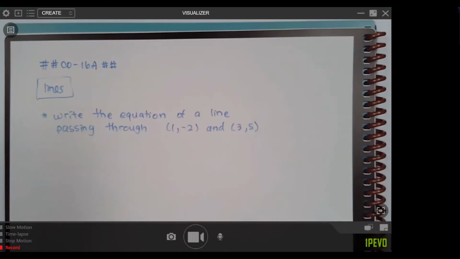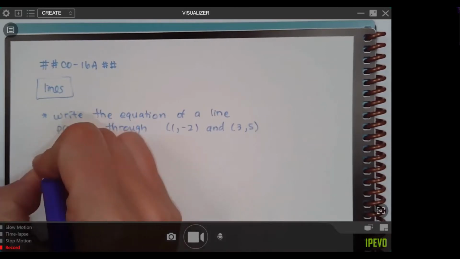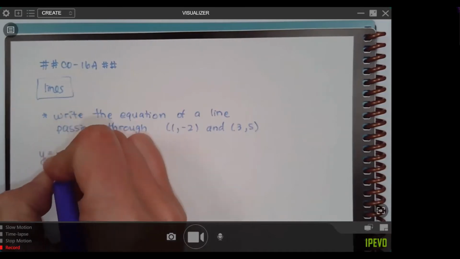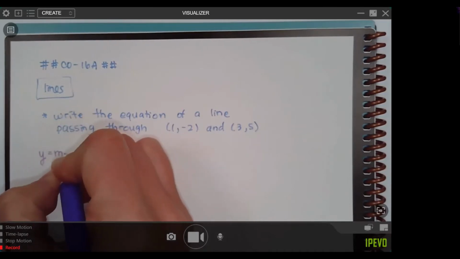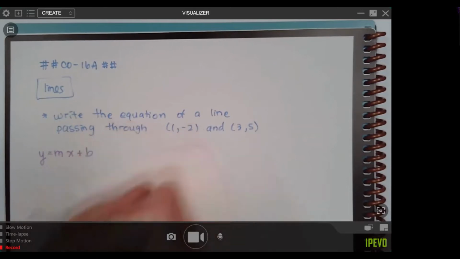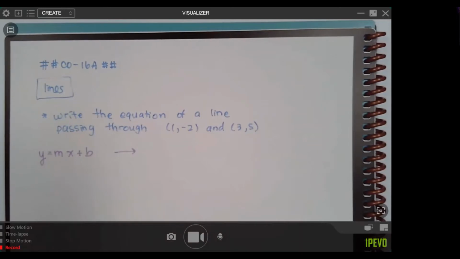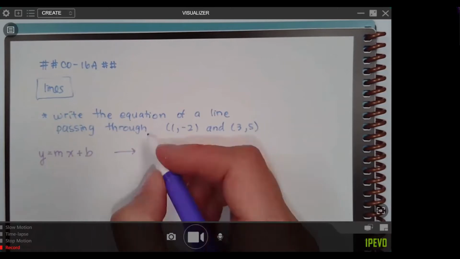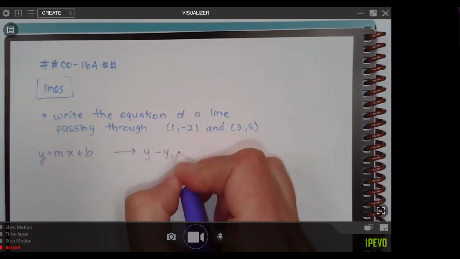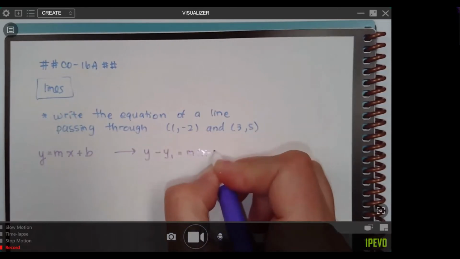So most students, I find, are very familiar with and love our old friend, y = mx + b. What I'm going to say is that y = mx + b went to college and got more complicated. And what I hope I can shift your thinking towards is y minus y1 equals m times x minus x1.